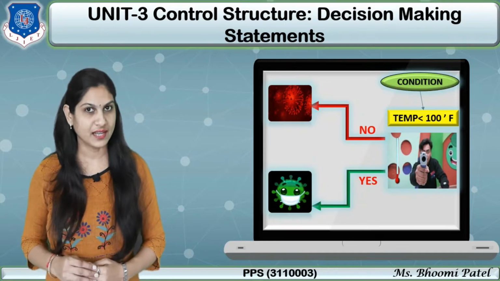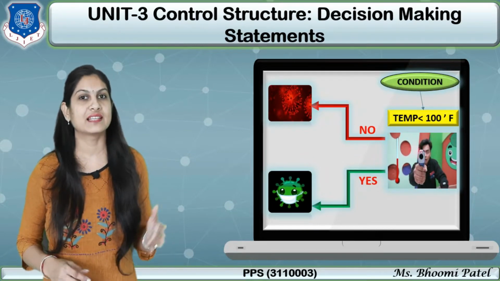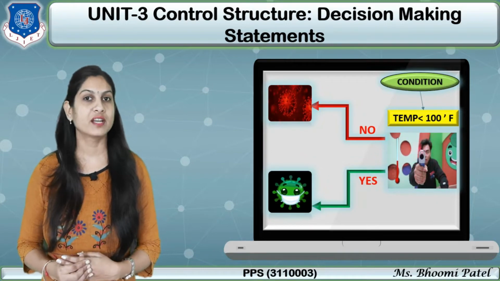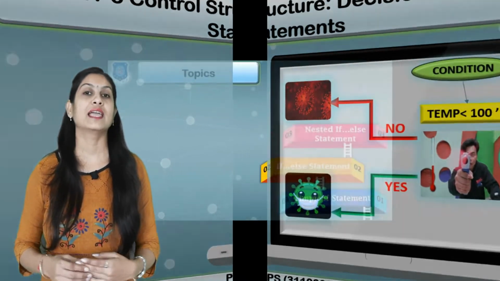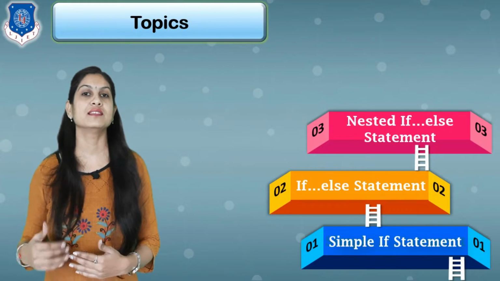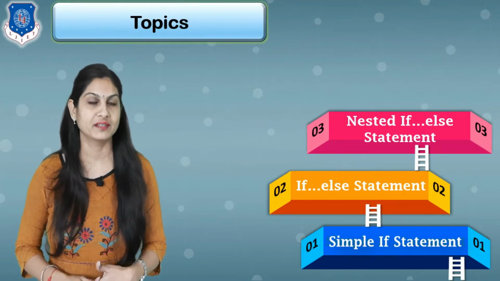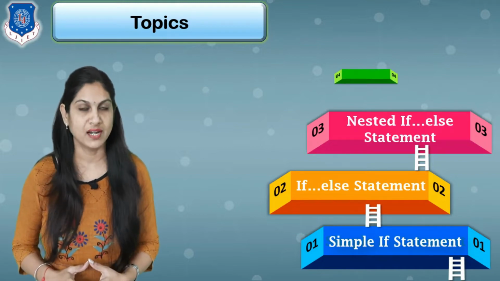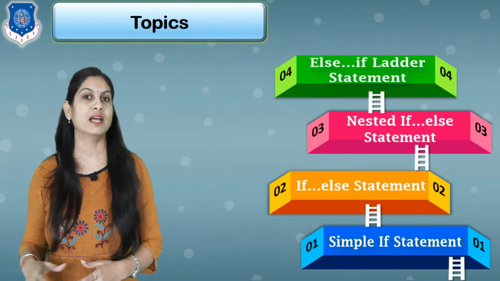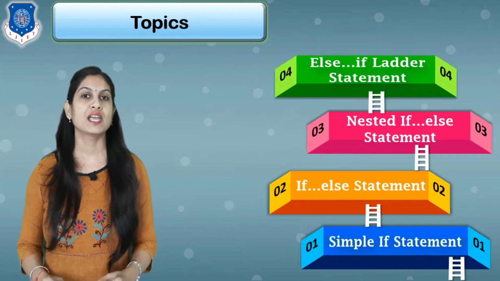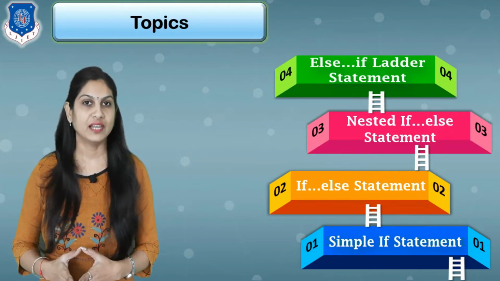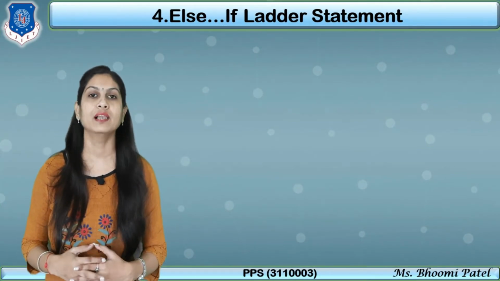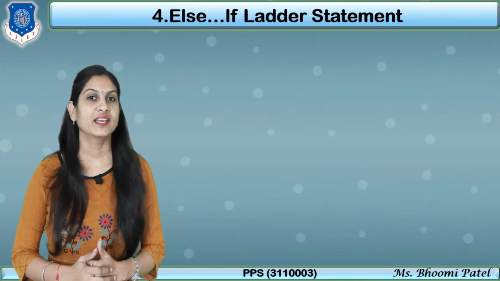In our previous lecture, we already started the third unit, and the different decision making statements like simple if else and nested if else are already completed. Only two will remain, that is else if ladder and switch statements, which we will cover one by one in our next video. Today I am going to start with else if ladder theory and syntax and diagram with one simple example.